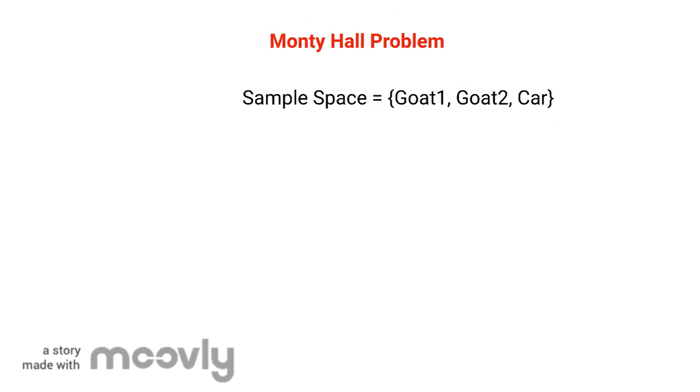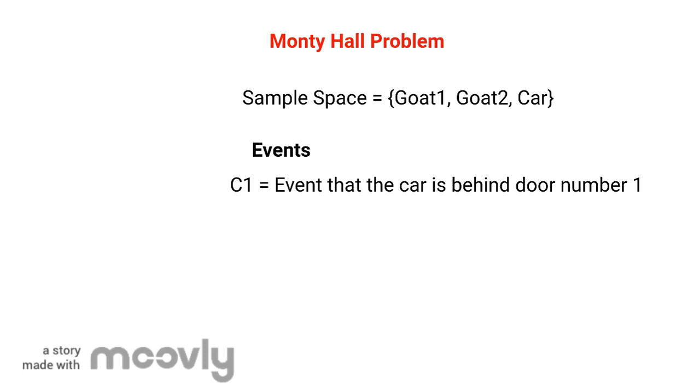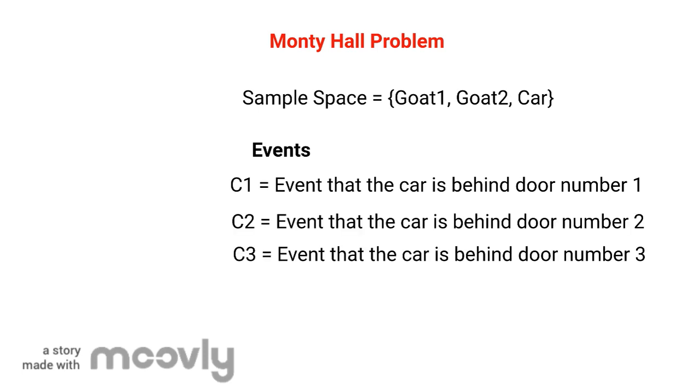We can define the sample space as the set of these 3 outcomes shown. Let us define 3 events as follows. Event C1 is defined as the event that the car is behind door number 1. Similarly, we can define events for the other 2 doors as shown here. These events are equally likely, meaning they have equal probability. That is, probability of C1 equals probability of C2 equals probability of C3 equals 1/3.